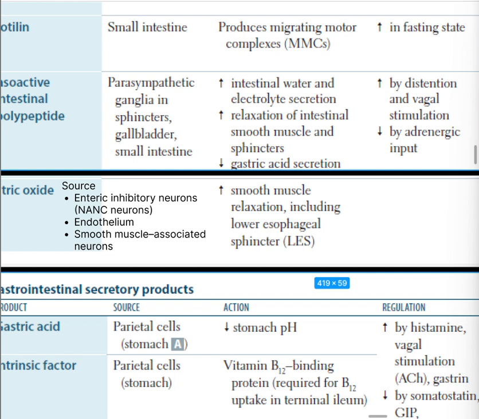It increases cyclic GMP, and the cyclic GMP leads to smooth muscle relaxation. So this is why nitric oxide causes vasodilation and sphincter relaxation. Effects of nitric oxide are very peculiar. So nitric oxide mainly causes smooth muscle relaxation.